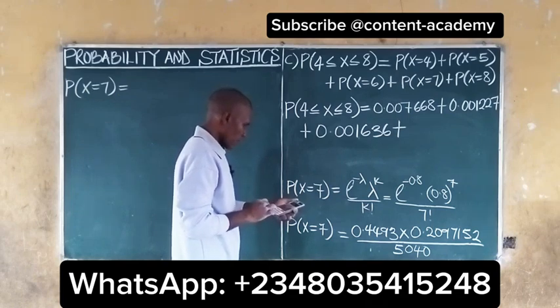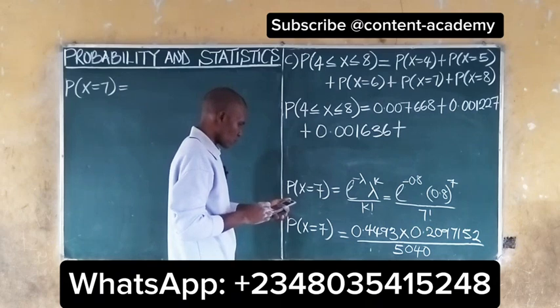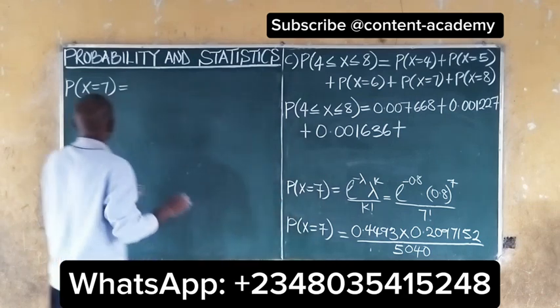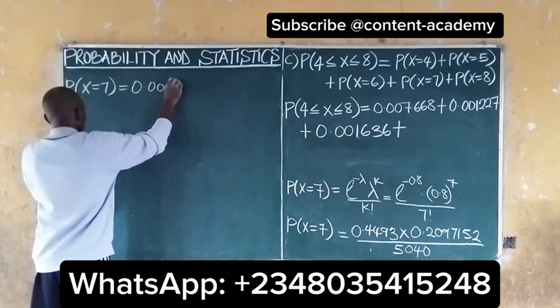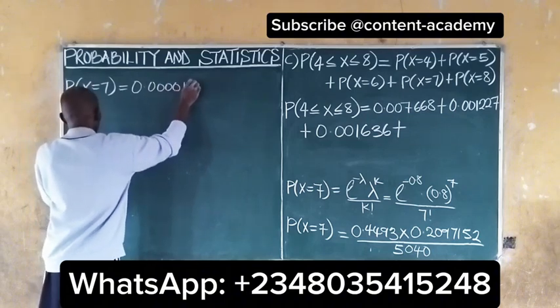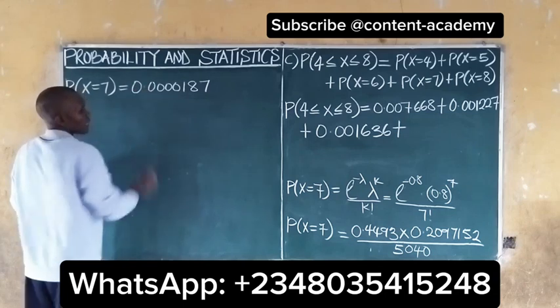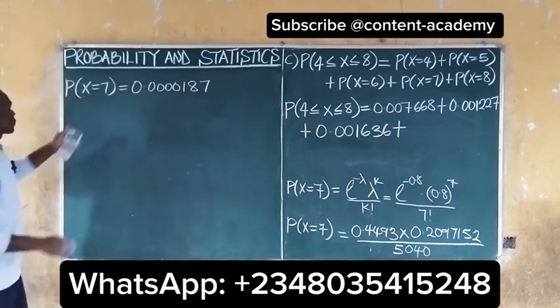0.4493 multiplied by 0.2097152. Now we see the answer divided by 5040. We have 0.0000187. We'll leave it at that. So that is what we have for P(x = 7).